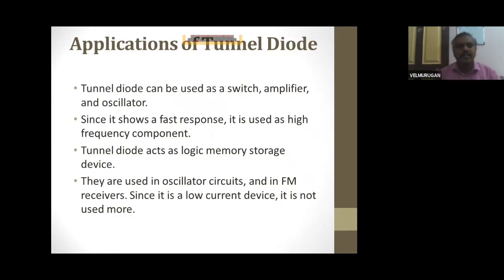First point, the tunnel diode can be used as a switch. It's important. You use on-off switches in different types of biomedical equipment. Like the MOSFET switch, the tunnel diode can also be used as a switch. It's very fast and low cost. That is important for using this tunnel diode.